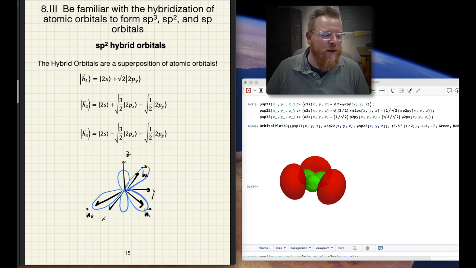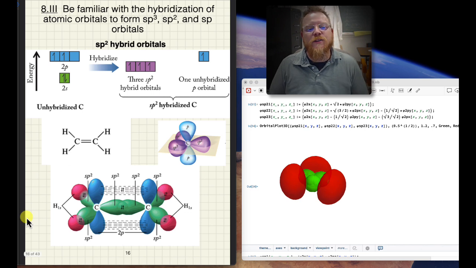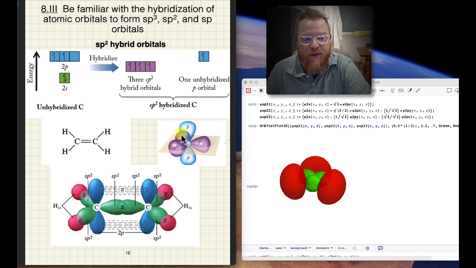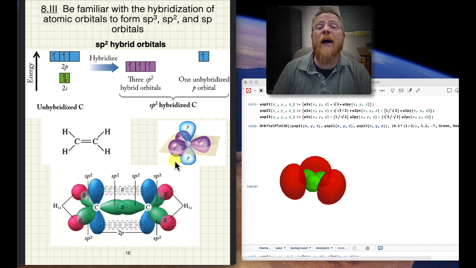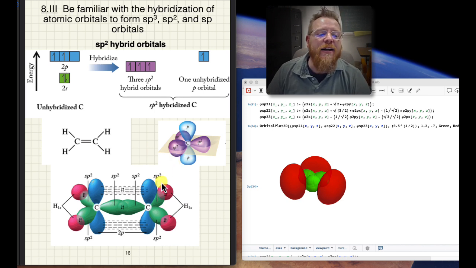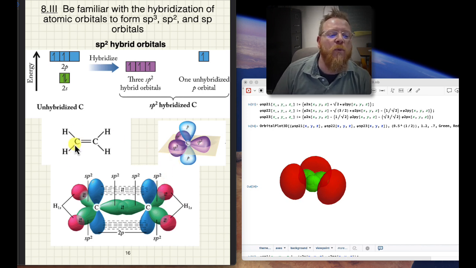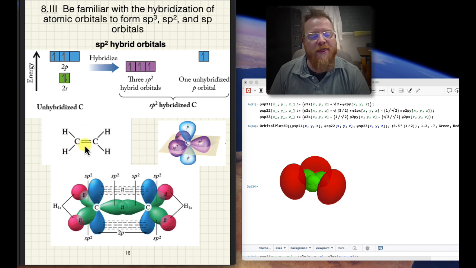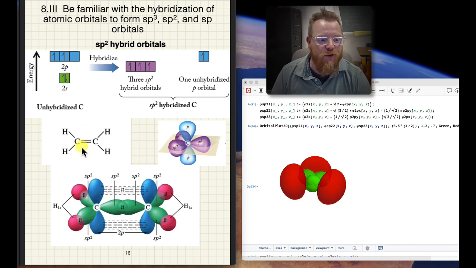I've got one on the next slide. So here is a much better picture. So we can see there's my planar sp2 configuration, and with my unhybridized p orbital. And this allows for some very interesting bonding patterns to happen. And we can use the molecule ethene as a good example to describe that.